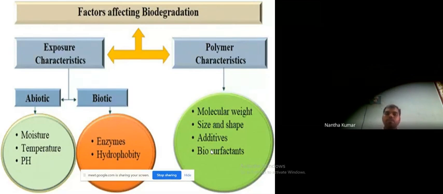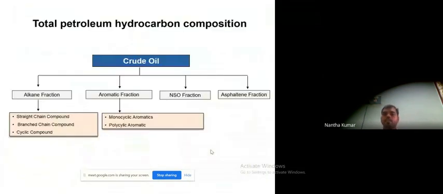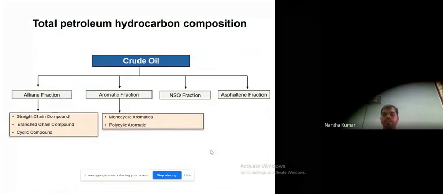When we come to a specific pollutant like oily sludge or oily wastewater, again we have to see the pollutant characteristics, that is, the total petroleum hydrocarbon composition, which is in the form of crude oil, which has an alkane fraction, aromatic fraction, NSO fraction, and asphaltene fraction. The alkane fraction has straight chain compounds, branched chain compounds, and cyclic compounds. Whereas the aromatic fraction has monocyclic aromatics and polycyclic aromatic compounds.